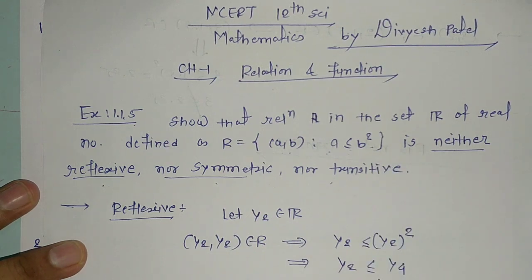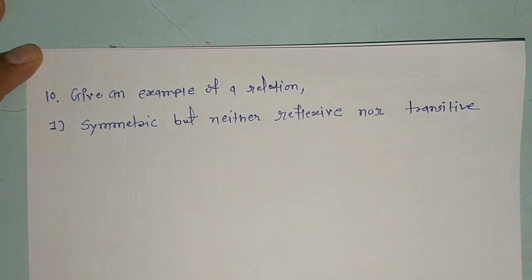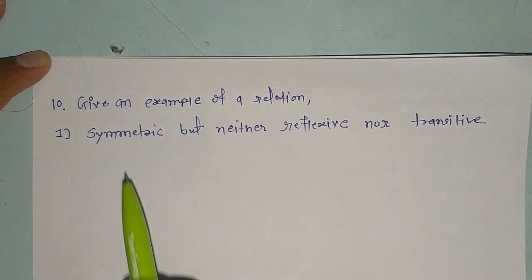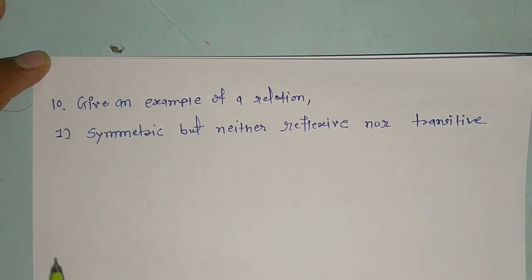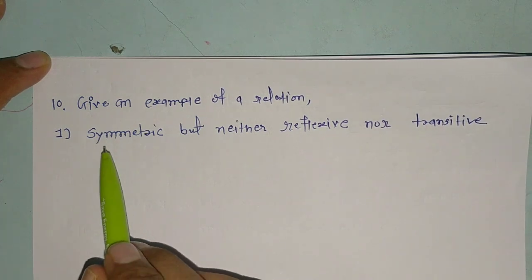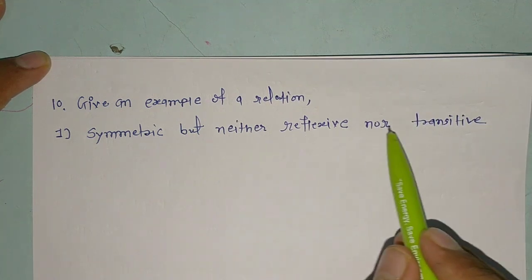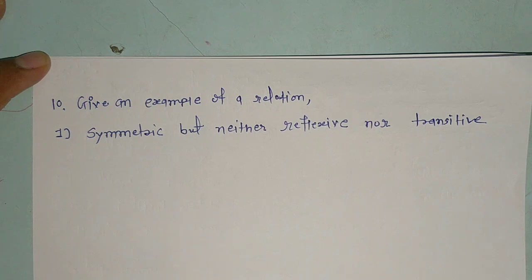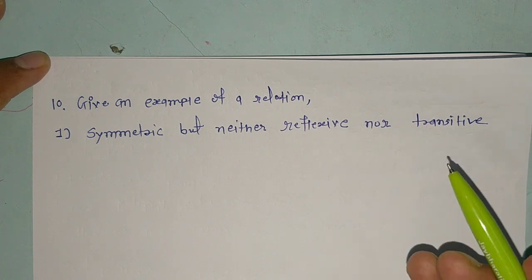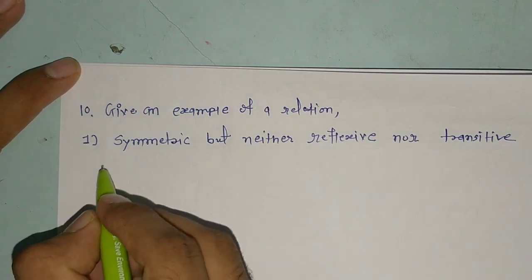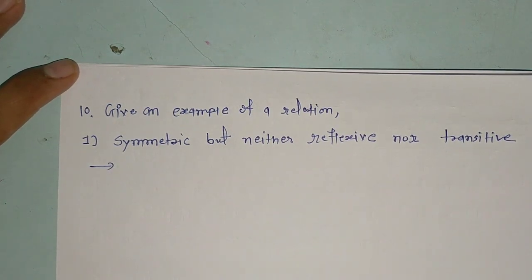Okay, let's go with the second question. The second question says: give an example of a relation satisfying this condition. You can take any set. The condition is that the relation on that set is symmetric but neither reflexive nor transitive. Do listen: whenever you have this kind of question where you yourself have to form a relation satisfying the given condition, take a simple example that will give you a clear understanding.